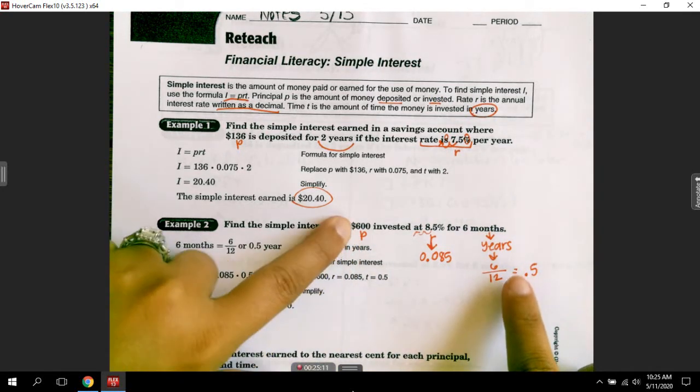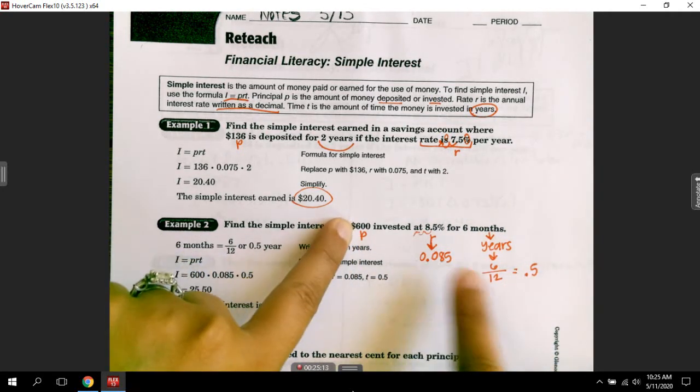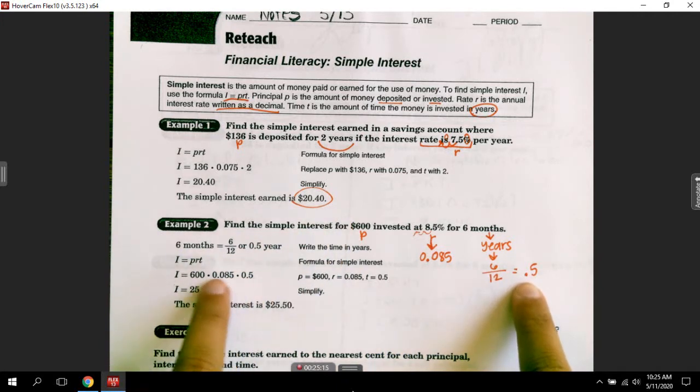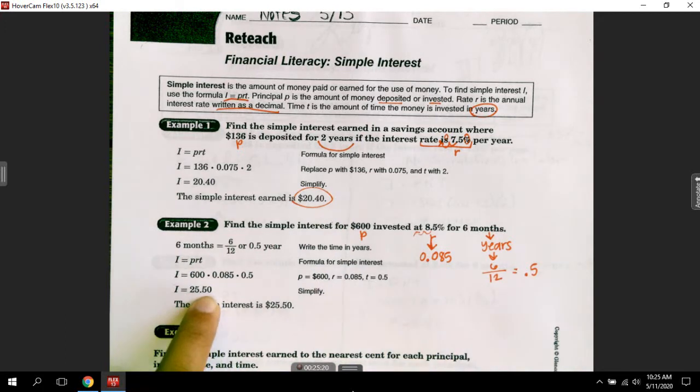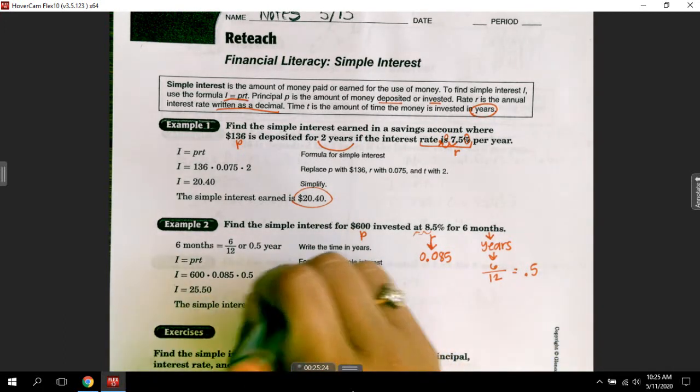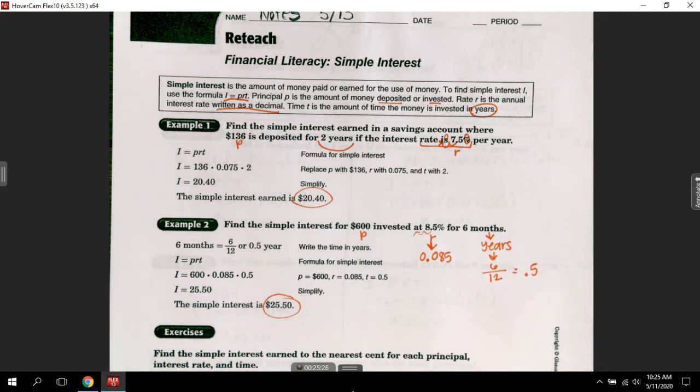So we're going to have 600 times 0.085 times 0.5. And that's what they've done here. When they multiply them together, they get 25.5. Add that 0 to it because it's money. So $25.50 is the interest.